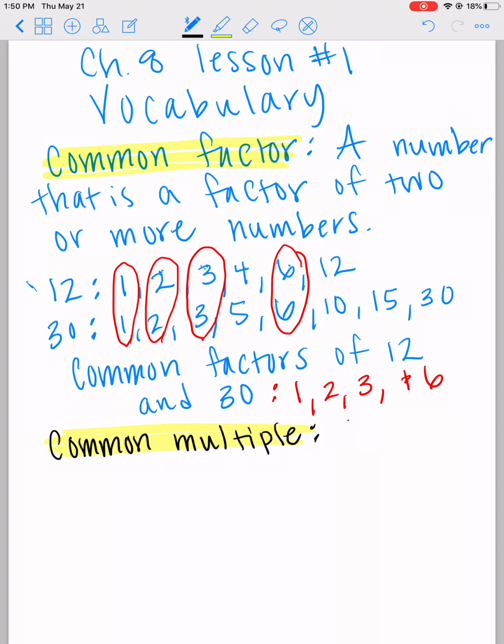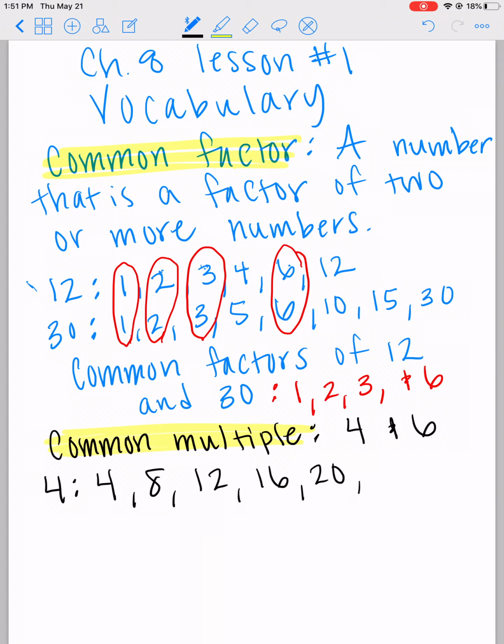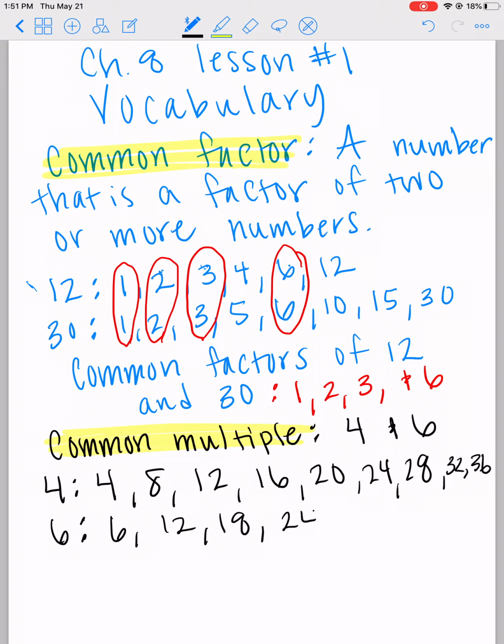So again, we're going to list everything that goes into 4. Okay, so 4, 8, 12, 16, 20, 24, 28, 32, and 36. Okay, now we're going to write the 6. What goes into 6? 6, 12, 18, 24, 30, 36, and 42. And it can go on and on and on, but we're not going to keep going on.